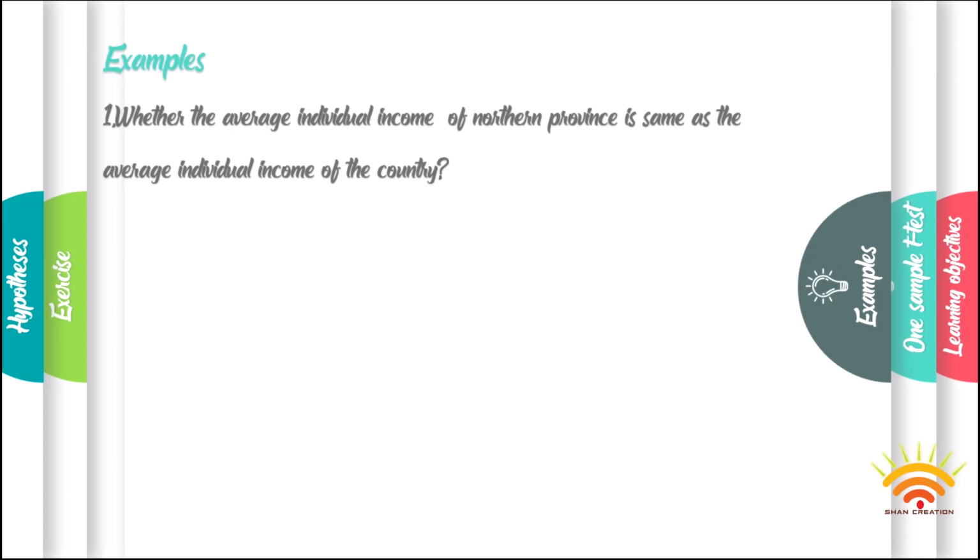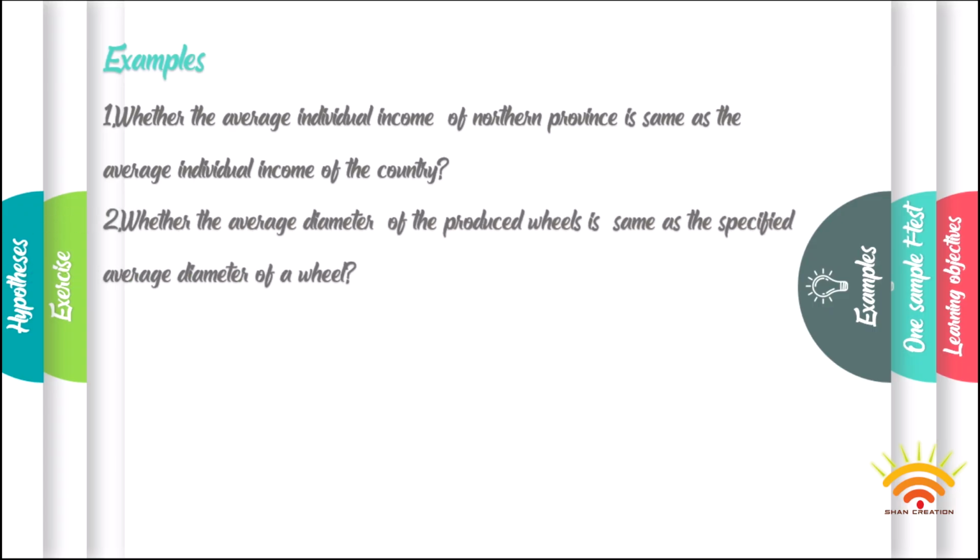Whether the average diameter of the produced wheels is the same as the specified average diameter of a wheel. A company producing motorbike wheels wants to check whether the diameter is the same as the specified diameter for the production. They can select a sample from the production section and calculate the sample mean of this diameter. Then they can compare it with the specified diameter.